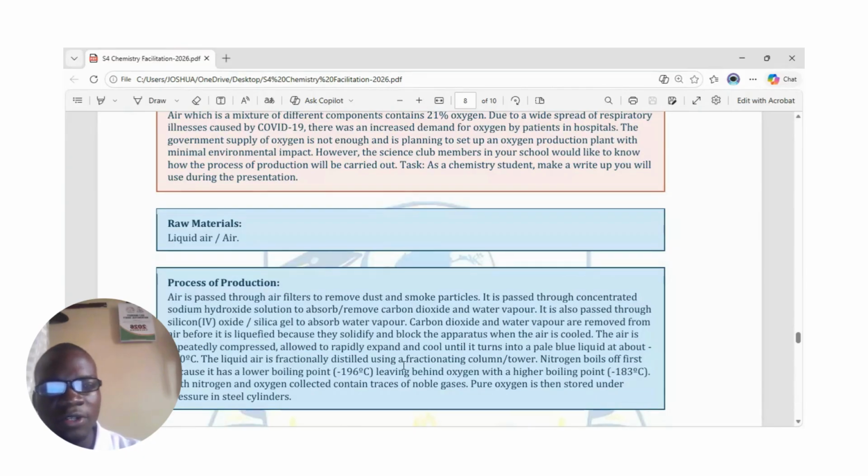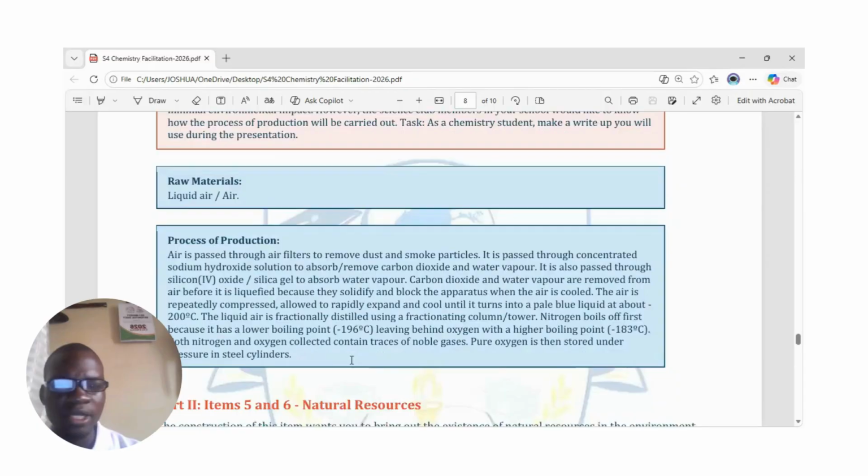The liquid air is fractionally distilled using a fractionating column. Now this is the vessel or apparatus. Nitrogen boils off first because it has a lower boiling point, leaving behind oxygen with a higher boiling point. Already the information is flowing chronologically. That is coherent explanation. Both nitrogen and oxygen collected contain traces of noble gases. Pure oxygen is then stored under pressure in cylinders. Here you're giving us the conversion to the desired product. So basically, that's how you are supposed to give us your explanation.